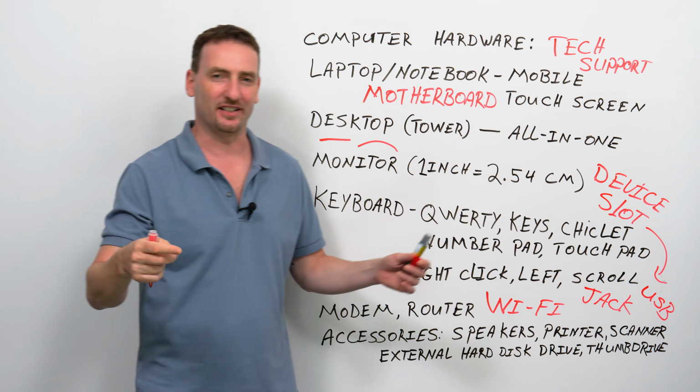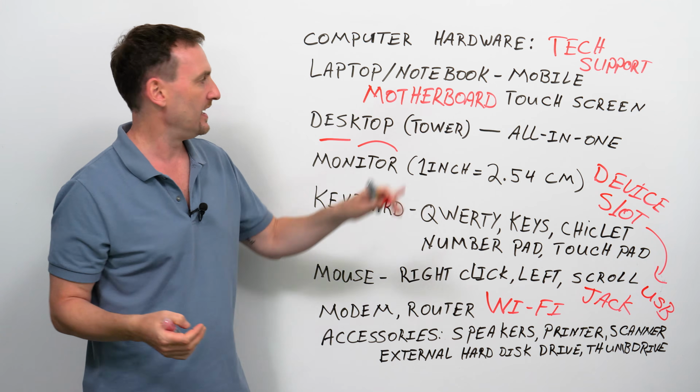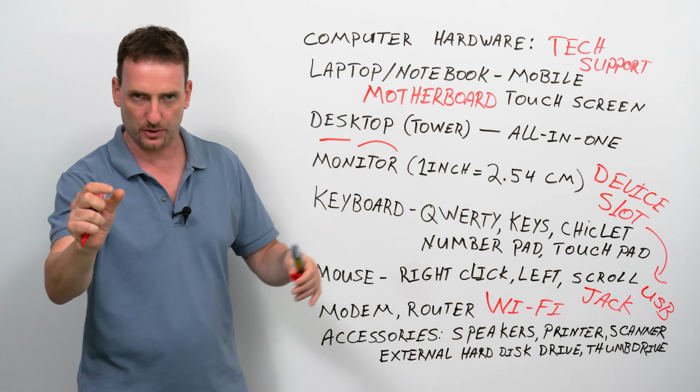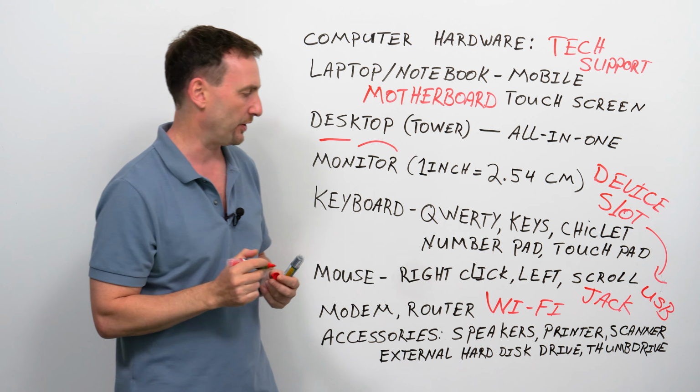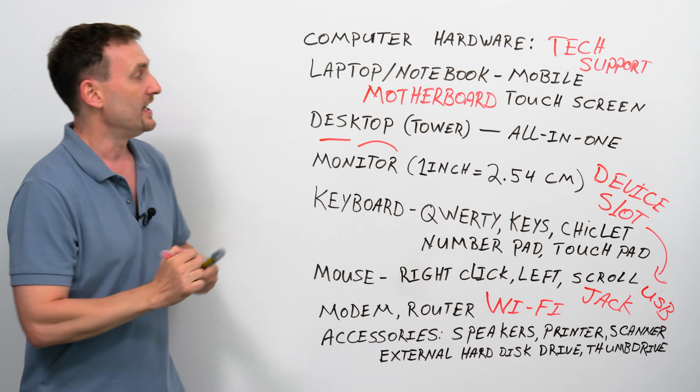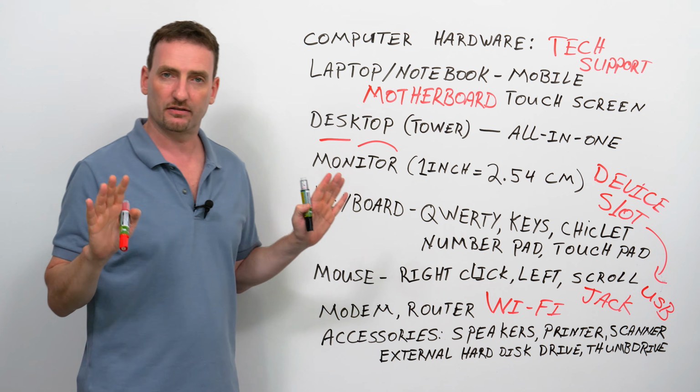There are slots, especially in the laptop. These will be on the side. In the tower of the desktop, you will see USB slots. You put your thumb drive in there. Okay, so now we have all our equipment set up.